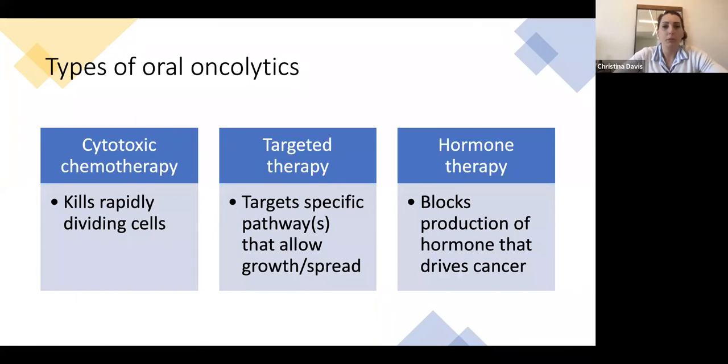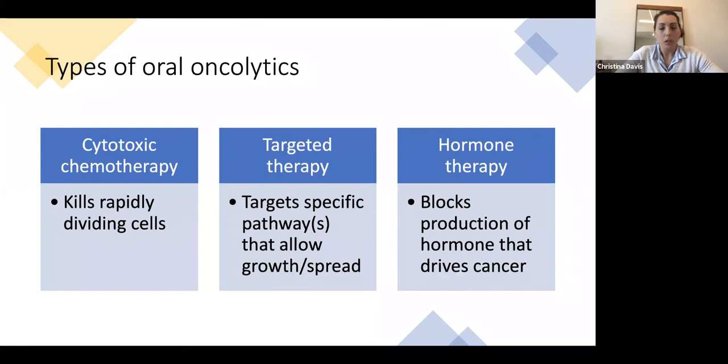So the different types of oral oncolytics out there. There's 3 broad types. I won't go too far in depth into this, but really it's broken down mostly into cytotoxic chemotherapy, targeted therapies, and hormone therapies. As we know, cytotoxic chemotherapy works by killing all rapidly dividing cells. There's no target, there's no specificity. It kills anything that grows and divides quickly, whether that's cancer cells, hair follicles, GI tract, etc.